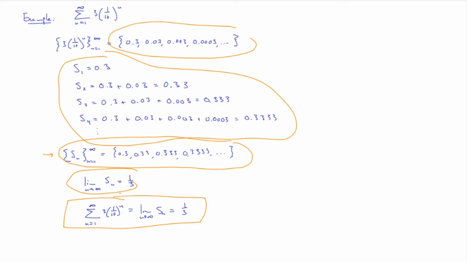The series is defined, I'll say it yet again, because this is the subtle point behind series, as the limit of the sequence of nth partial sums. And in this particular case, that limit is 1/3, and so this series converges to 1/3.